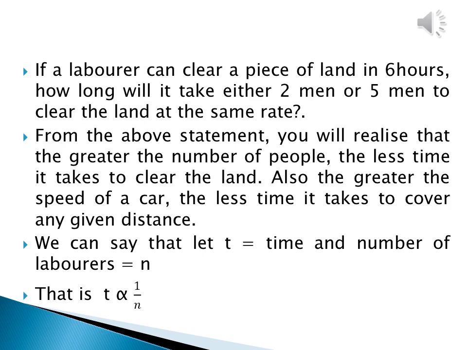We can say that let T be equal to time and the number of laborers be equal to N. So T will be equal to 1 over N. That is, T varies inversely as N.